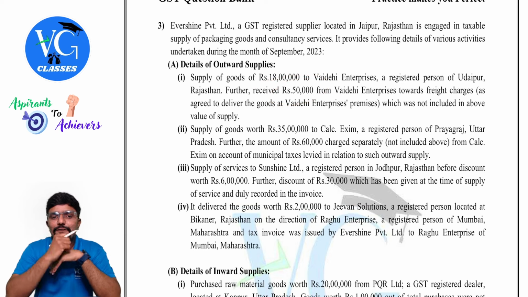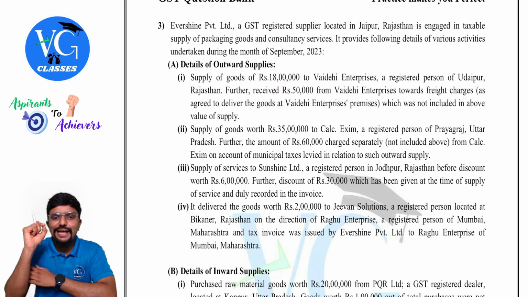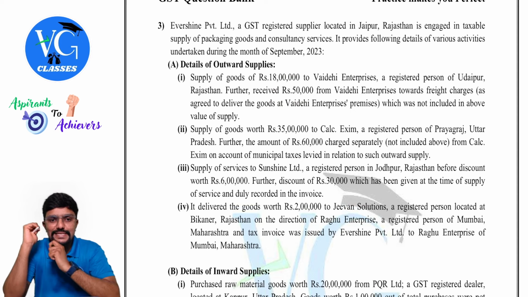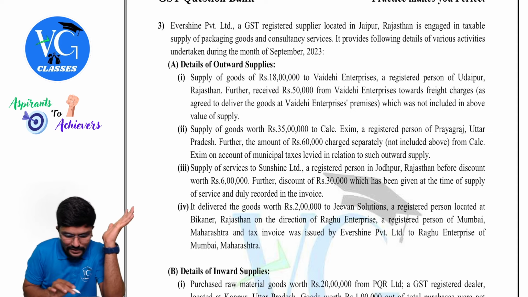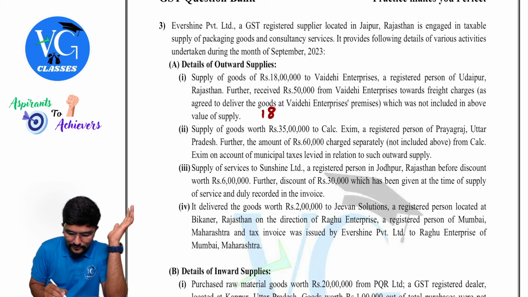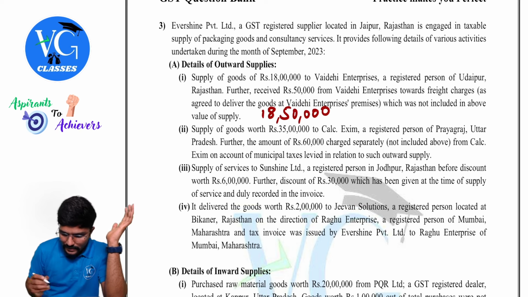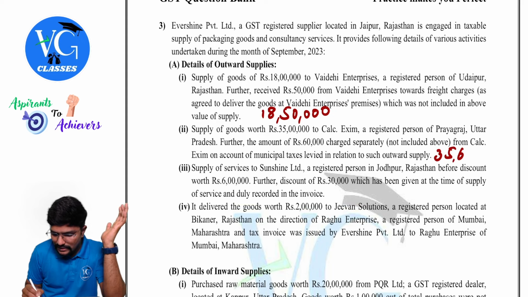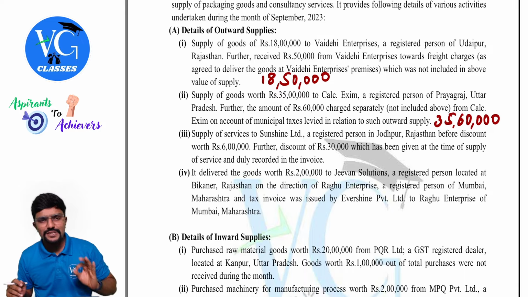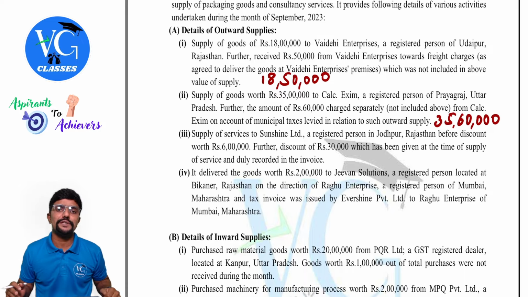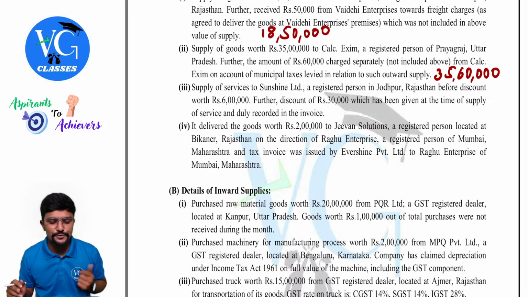Next, supply of goods worth 35 lakh to Calc Exim, a registered person of Prayagraj, Uttar Pradesh, different state. Further, the amount of 60,000 charged separately, not included above, from Calc Exim on account of municipal taxes levied in relation to such outward supply. Should we include this also? Yes, guys, let me write it. So here what would be the value of supply? 18 lakh 50,000. Here what is the value of supply? 35 lakh 60,000. Should we include the tax? So yes, as per section 15 subsection 2, if tax is separately charged by the supplier to the recipient, we have to include it in the value of supply, guys.